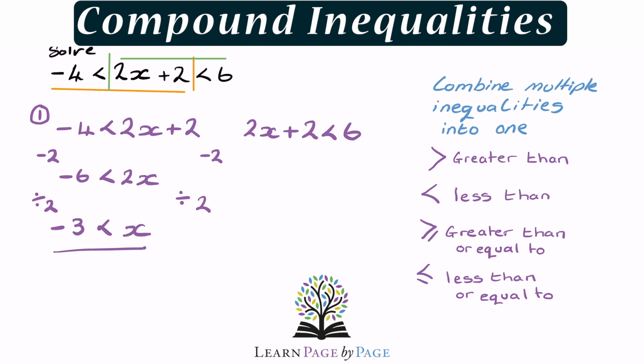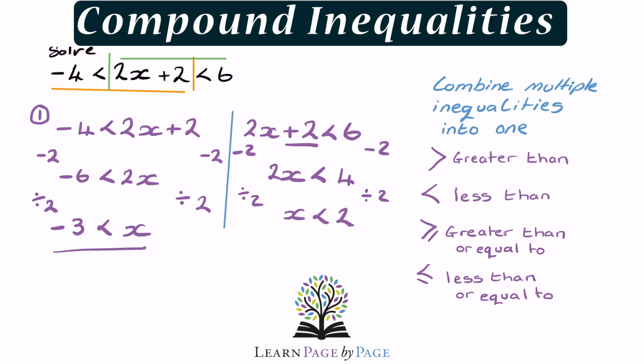So that one's solved. So let's go over to the other one. Put a little line there so I don't get muddled up. And I have 2x plus 2 is less than 6. So I'm happy with the 2x, but I want to move this 2. So -2 from both sides. And I have 2x less than 6 minus 2 is 4. Divide by 2 again. And I end up with x is less than 4 divided by 2, which is 2.